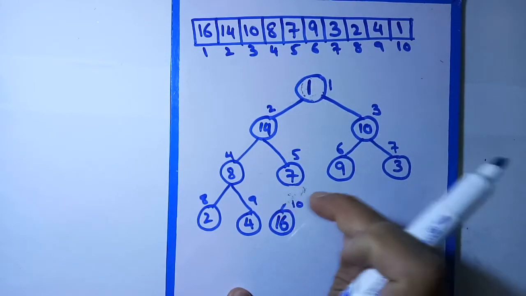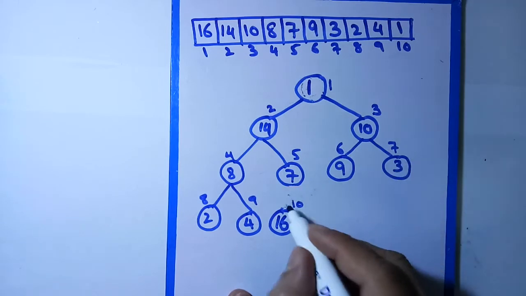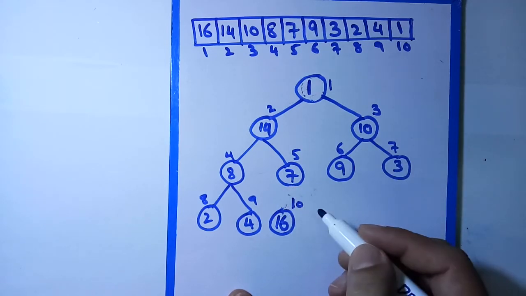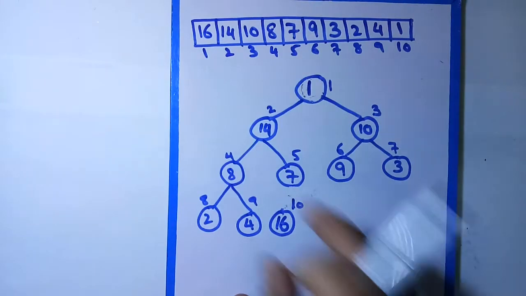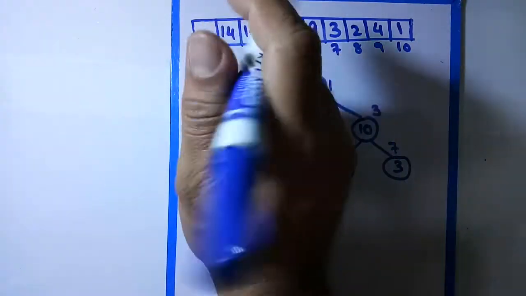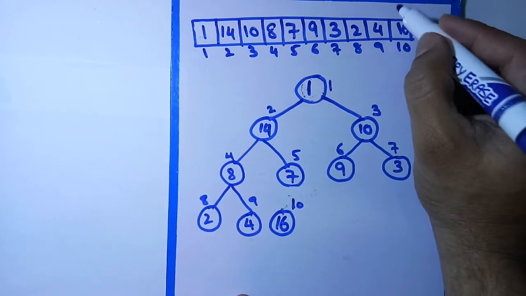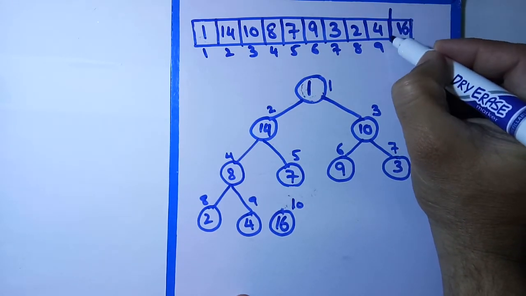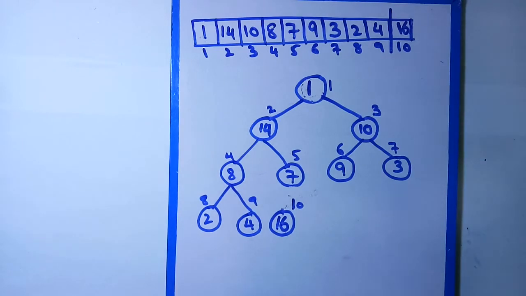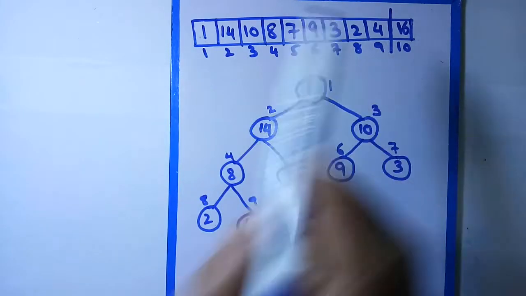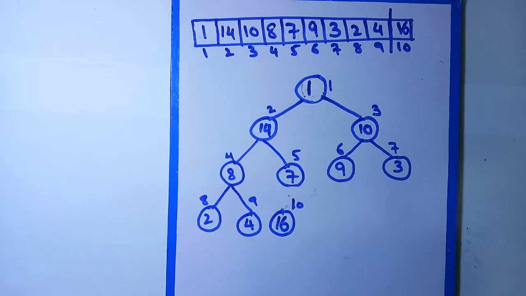And decrease the size of the heap. This is not part of the heap now. So let's update the array as well. So 1 will come here, 16 will go here, but then this is the array, and 16 is not part of the heap now. The heap size is now from 1 to 9. Is that clear? So the first step, we swap the root with the last node, and decrease the size of the heap by 1.